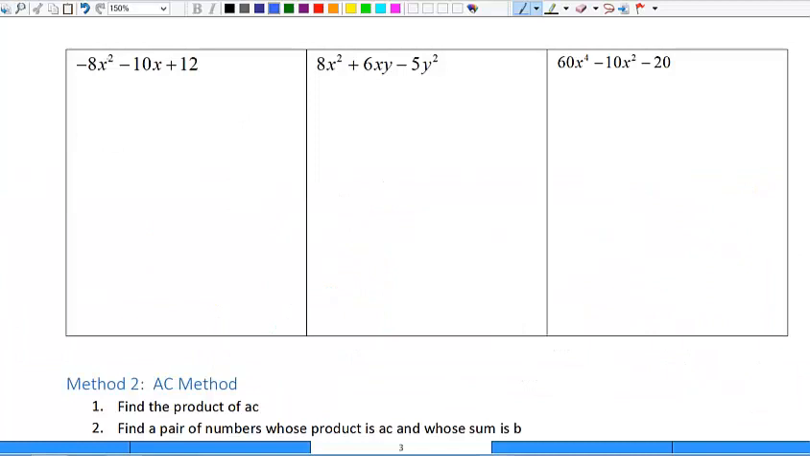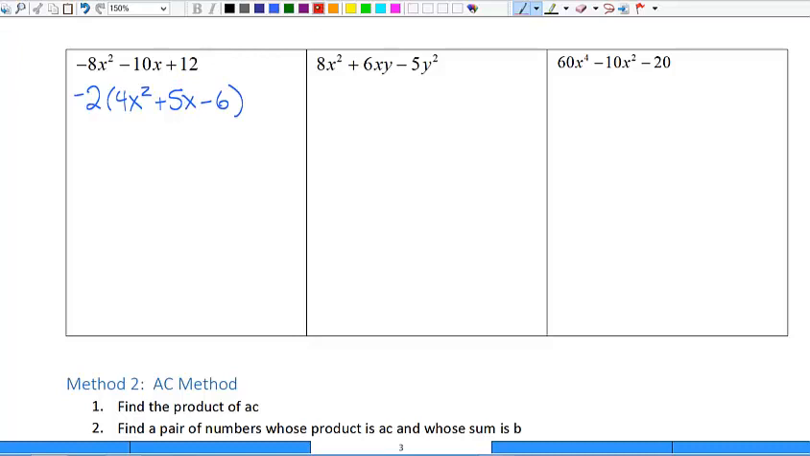On this problem, I have a GCF of -2. Because there's a negative in the leading coefficient, I'm going to factor out a negative, which leaves me with positive 4x squared. -10 divided by -2 is positive 5x. And positive 12 divided by -2 is -6.